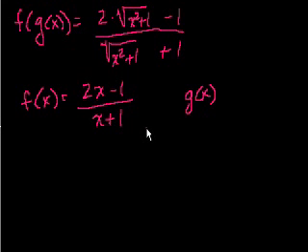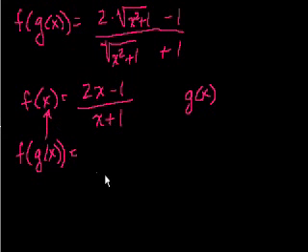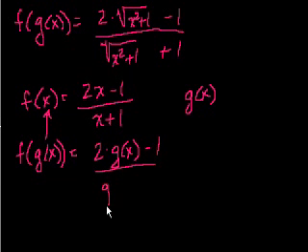Well, we can actually do this problem by just looking at it. Because f of g of x, what we do is take everywhere where we see an x, we replace it with g of x. So f of g of x, and let's say we don't know what g of x is, will be like this. Everywhere where we saw an x, we replace it with g of x. So it would be 2 times g of x minus 1 over g of x plus 1.